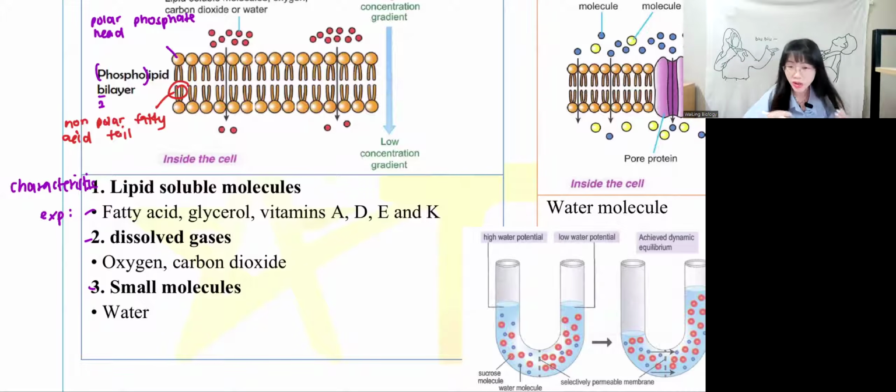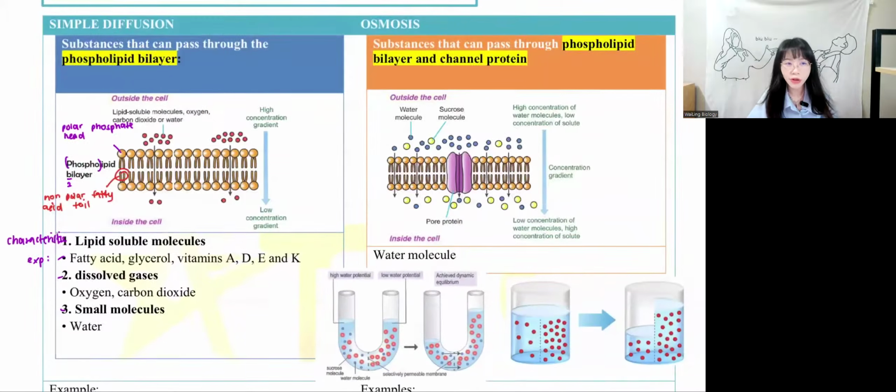So when you write oxygen, you're going to write carbon dioxide. Gases can only be these 2 gases, which are oxygen and carbon dioxide. So more oxygen to lesser oxygen, more carbon dioxide to lesser carbon dioxide. So remember, choose them in a pair. All of these will use simple diffusion, moving across the phospholipid bilayer. If it's osmosis, it's even easier. Osmosis, there's only water.